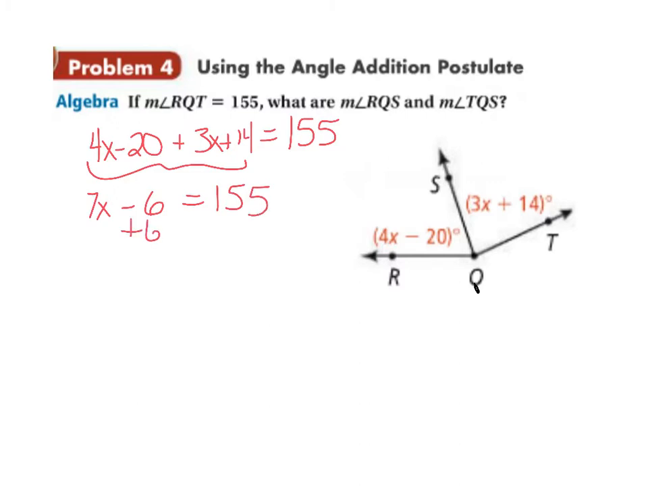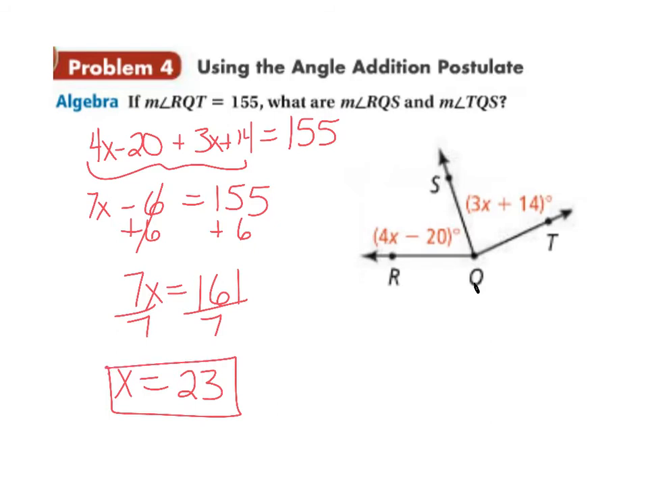Now we're ready to start isolating the x. Okay. Divide by 7. I don't have my calculator handy. Let's see if we can do this. 7 would go in there 23 times, I think. Okay. So now that's what x equals. But the question was, what are the measures of the two small angles? So yes, this is part of the answer. Let's grab that and let's go plug it in and let's find the measure of angle RQS.